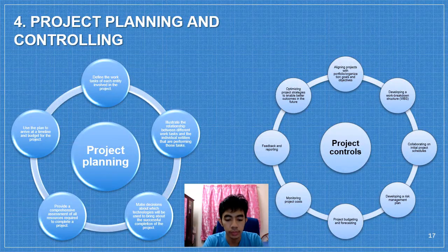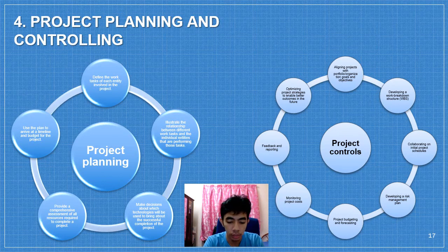Project planning. Project planning is the act of creating a development plan for a construction project. In general, the goals of a construction project plan are as follows. Define the work tasks of each entity involved in the project. Illustrate the relationship between different work tasks and the individual entities that are performing the task.